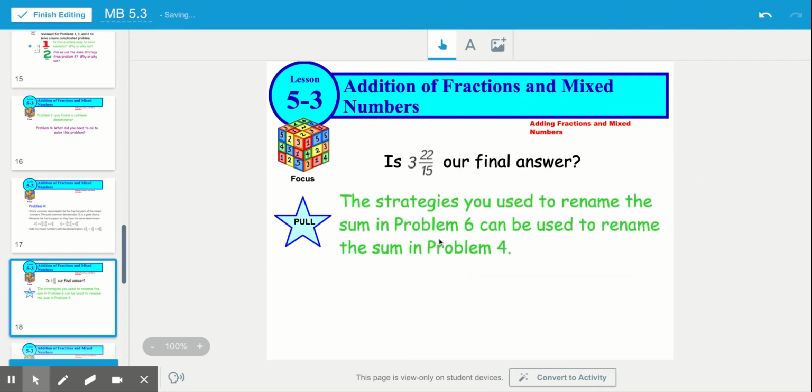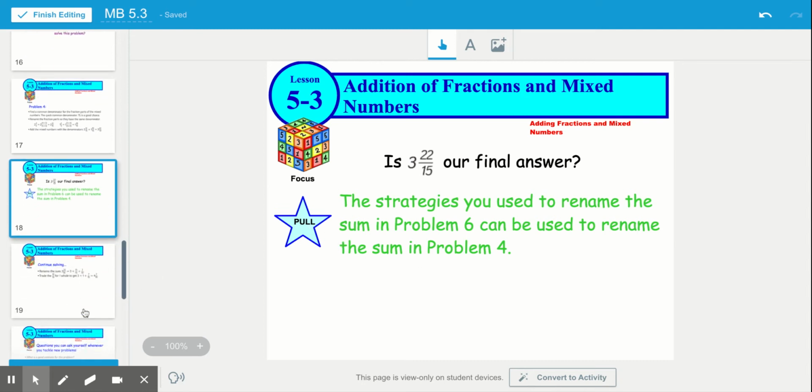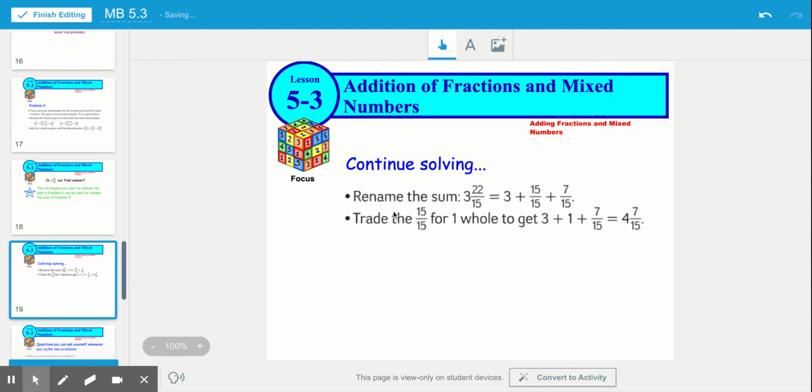No, it's not. What you need to do is use the strategies you used in problem number 6 to rename your improper mixed number. So what you're going to do, rename that sum. You've got 3 and 22/15. We're going to take 3 plus 15/15 because we know that equals 1. And then you've got 7/15 left over. So what you're going to do is have 3 plus 1 plus 7/15, and we get a final answer of 4 and 7/15.